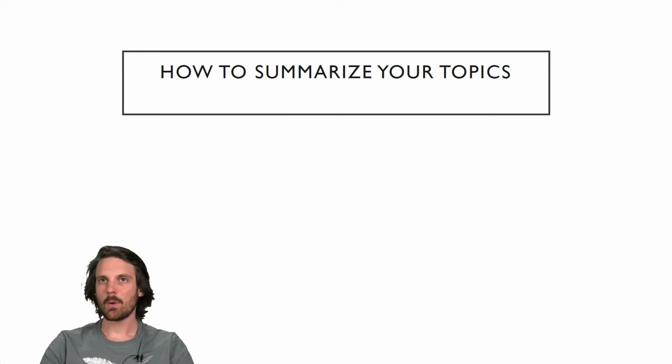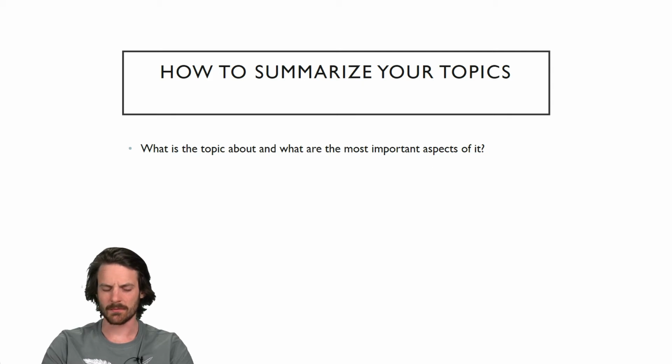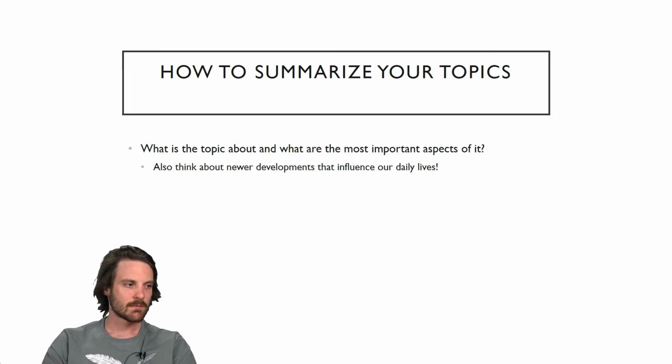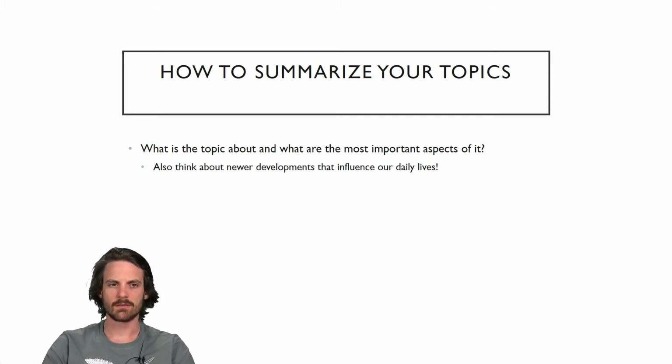Now, how should we summarize your topics? Basically, not summarize a study plan. How do you summarize your topics? So at first you're gonna wanna have a look at what the topic is about and what the most important aspects of it are. So for example, there's the topic of sports and recreation and nutrition. So think about what is the most important topic there.